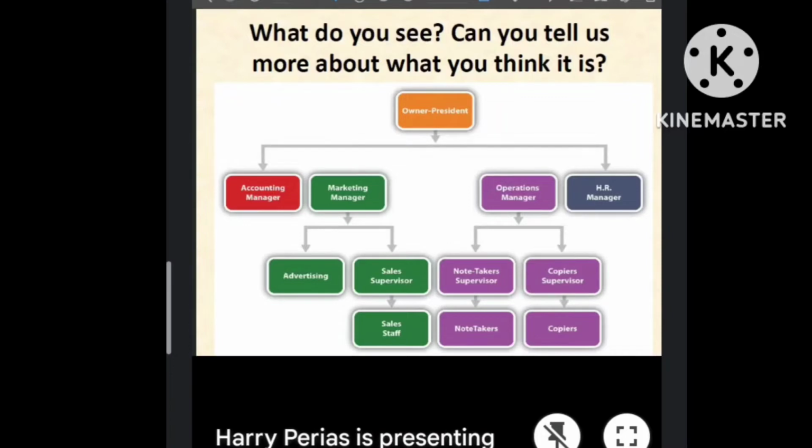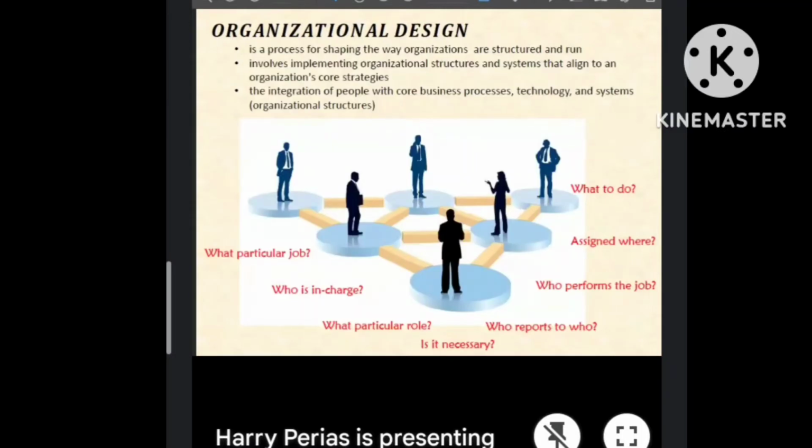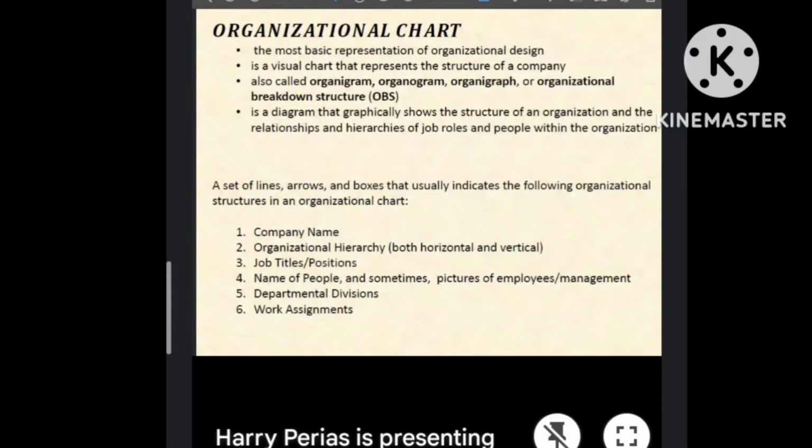What is an organizational chart? To formally define an organizational chart, it is the most basic representation of organizational design. It is a visual chart that represents the structure of a company. It is also called organigram, organogram, organigraph, or organizational breakdown structure OBS. It is also a diagram that graphically shows the structure of an organization and the relationships and hierarchies of job roles and people within the organization.